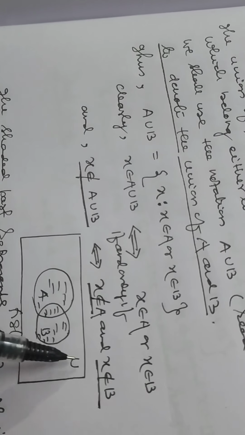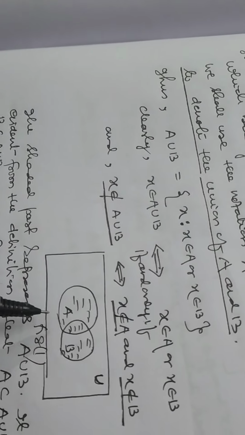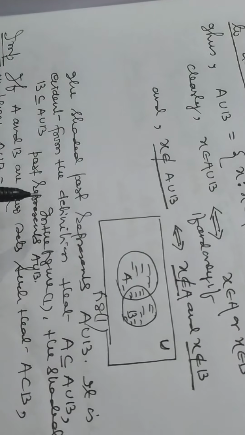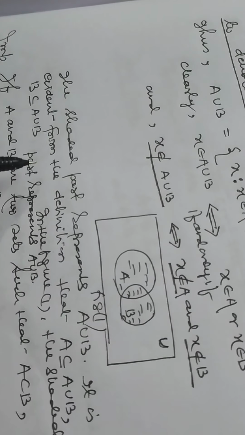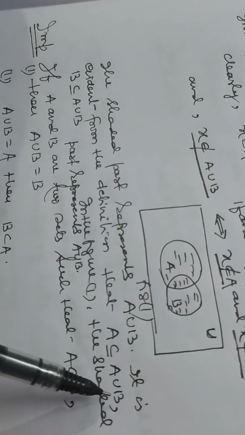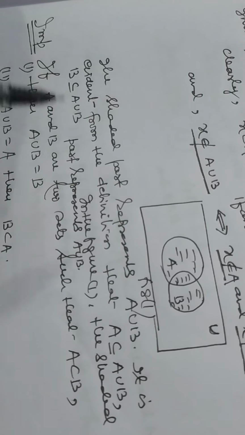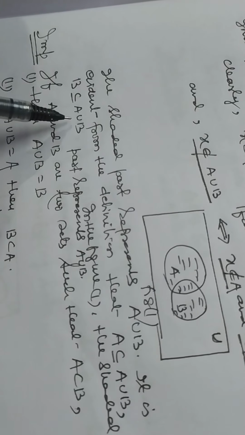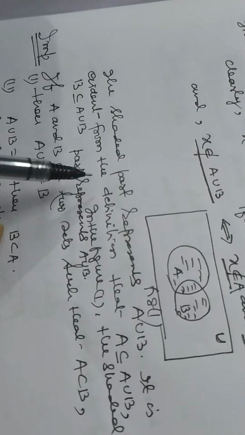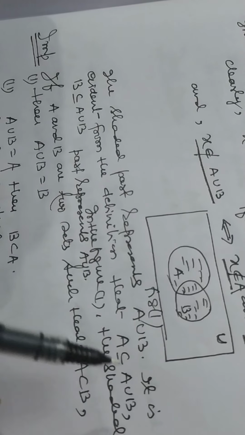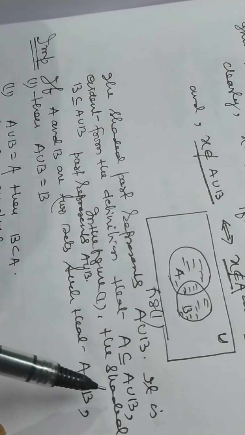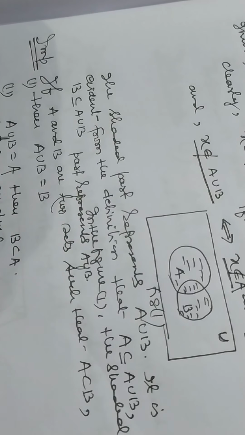Now, if U is the universal set and A and B are two sets, then the shaded region represents A union B. It is evident from the definition that A is a subset of A union B, and B is a subset of A union B. In the first figure, the shaded part represents A union B.